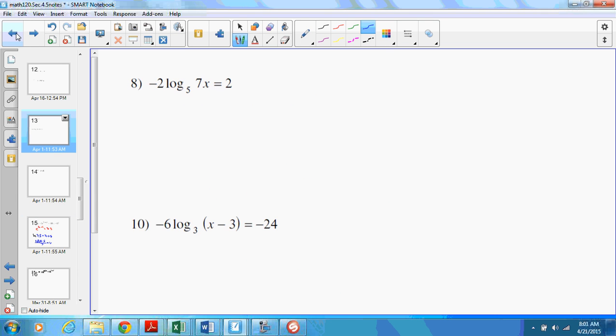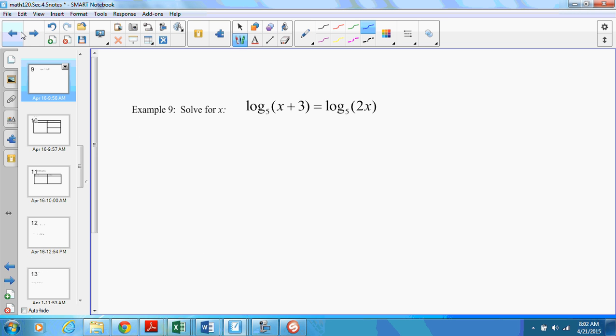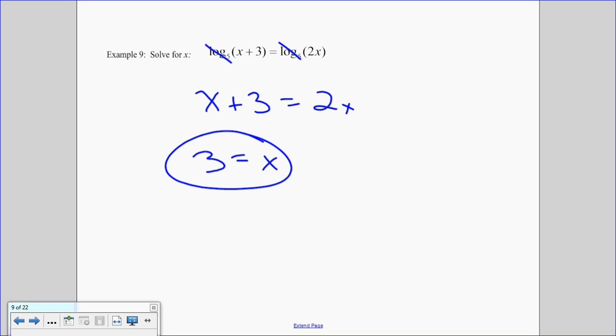All right, let's go back. Remember when we took the log of both sides? We can undo the log of both sides. So if we have the log of this equals the log of that, this is about as easy as it gets. All we do is we drop the logs, and we get x plus 3 equals 2x. So putting in logs on both sides is equivalent to taking them away. And so here we just get 3 equals x, and we're done. So you might be lucky enough to find equations like that.